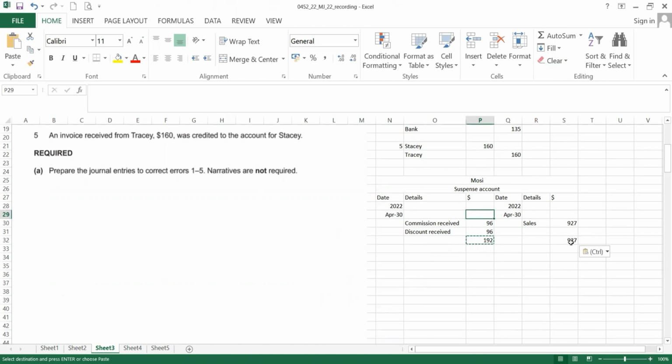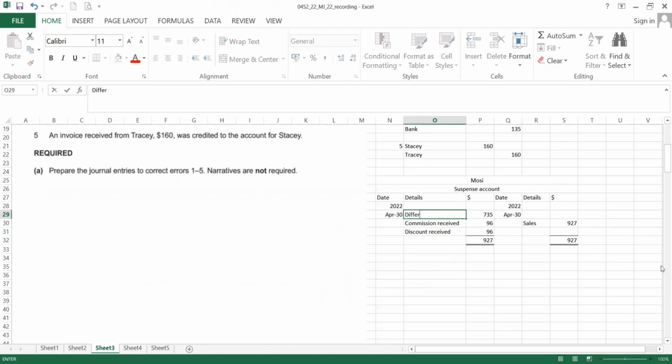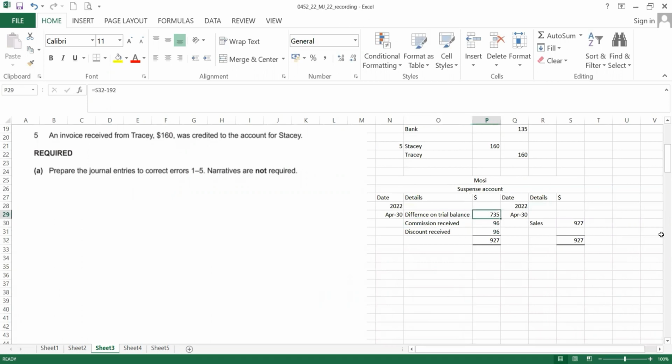Okay, so we have the debit balance 192. So this one differences in the balance, which is 735. So this is the balance that we get.